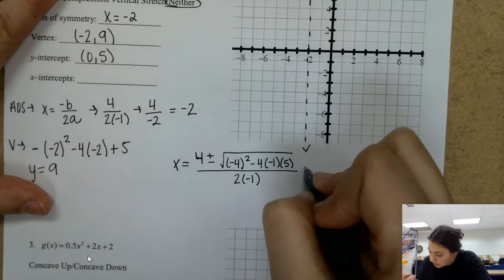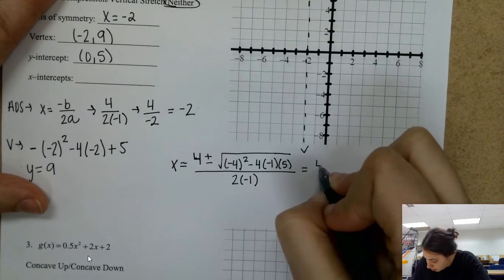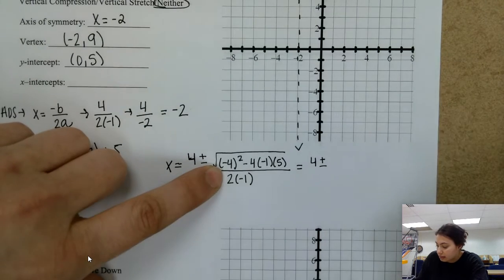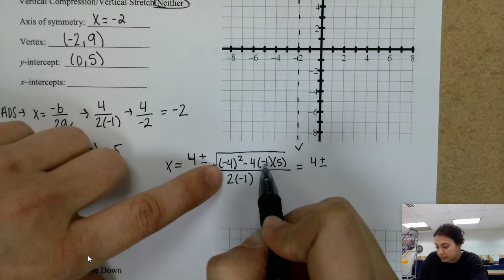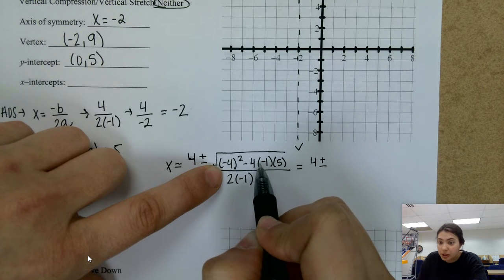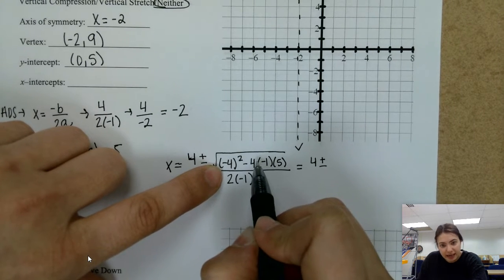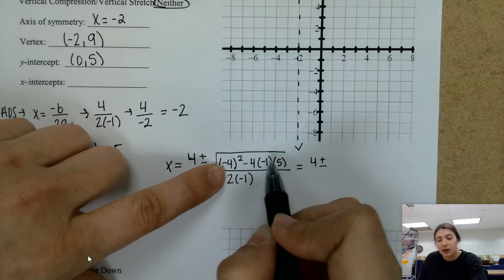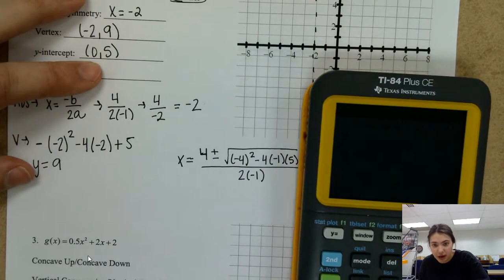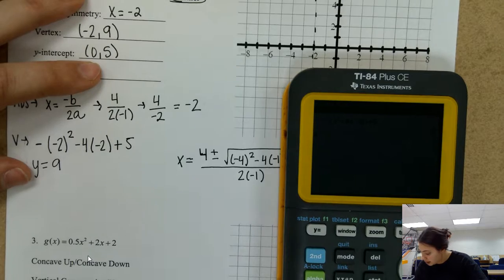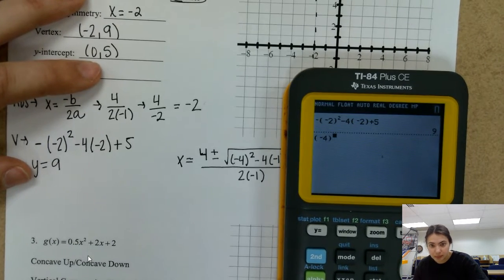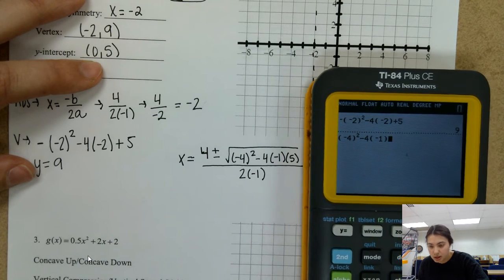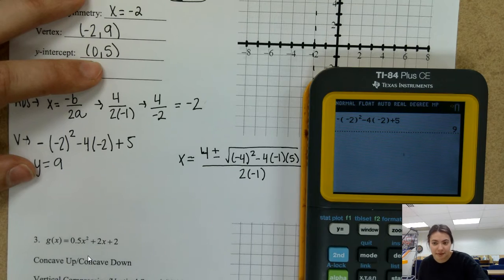Okay, so now when we keep going, we have 4 plus or minus. Well, -4 squared is 16. 16 plus 4 is 20. Or I'm sorry, order of operations. Oh my goodness. -4 times -1 is +4. +4 times 5 is 20. So 16 and 20 make 36. If you'd like to double check it in your calculator, that's never a bad idea. -4 squared minus 4 times -1 times 5, which does give us 36.